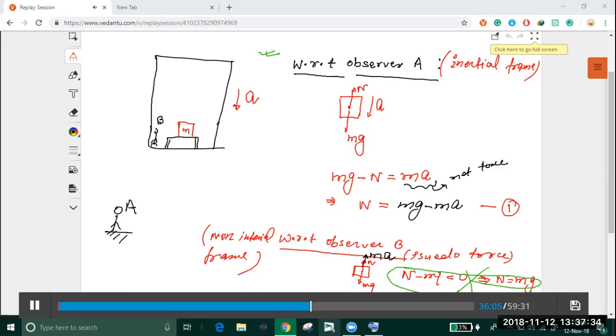On the Earth's surface, if that block is kept, the reading would be mg. It means it shows the actual weight of the block when it is kept on the Earth's surface. But when it is kept in a lift, it shows less than that. So sometimes we call this apparent weight. This normal is sometimes called apparent weight.